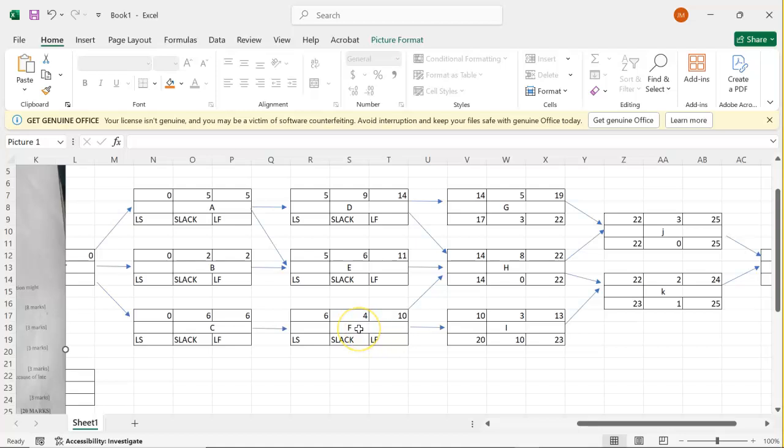So we come to F. F is coming from H and I. Those arrows are pointing to it. So when going back, we pick the lowest number. So there we'll pick 14. That's what we're going to put here. 14.